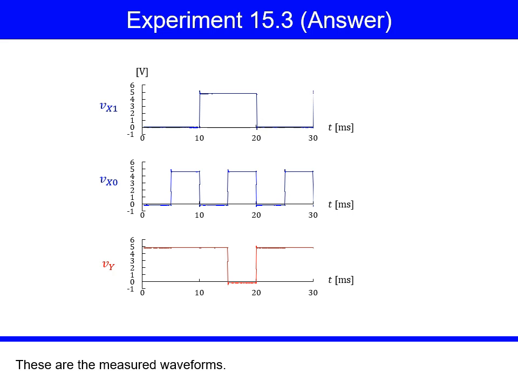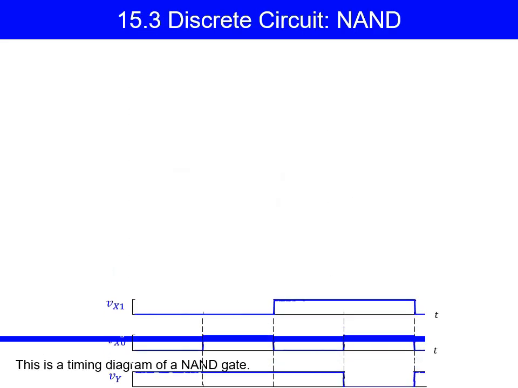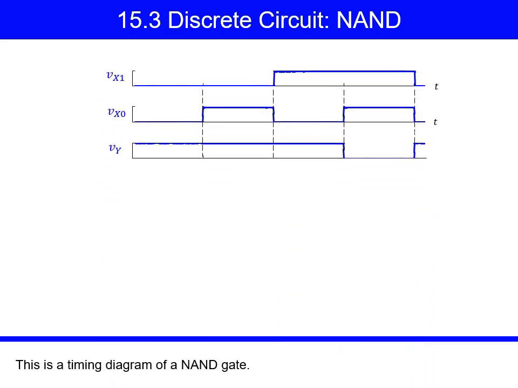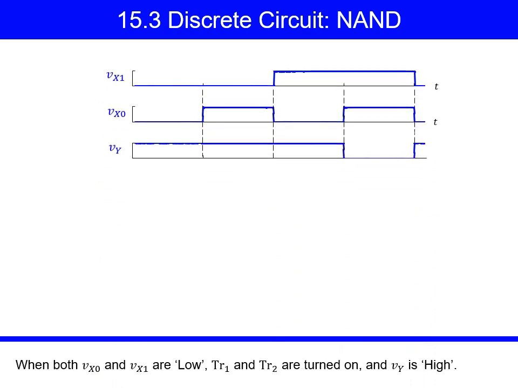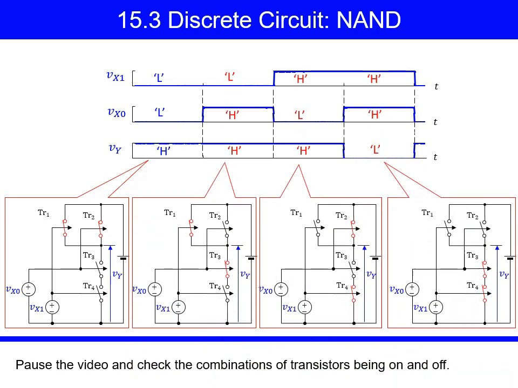These are the measured waveforms. When both Vx0 and Vx1 were high, Vy was low. The circuit functioned as a NAND gate. This is a timing diagram of NAND gate. When both Vx0 and Vx1 are low, TR1 and TR2 are turned on, and Vy is high. Pause the video, and check the combinations of transistors being on and off.